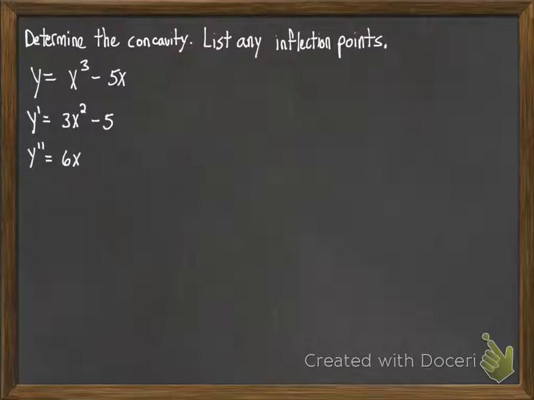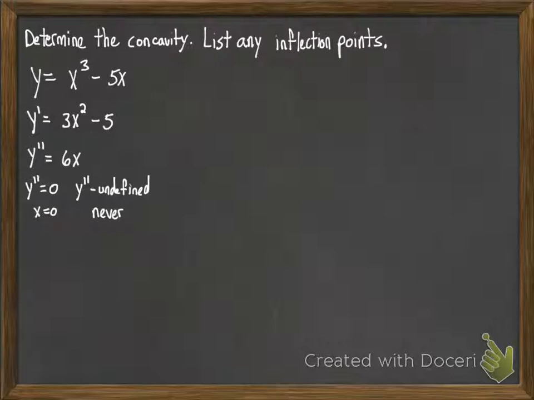Remember, to solve an inequality, we figure out when that thing is 0. y double prime equals 0 happens when x is equal to 0. So when 6x is 0, that would be when x is 0. And also, although it's not important in this problem, when is y double prime undefined? In this case, it's never going to happen. So those are the analogs to the critical values that we found with the first derivative.